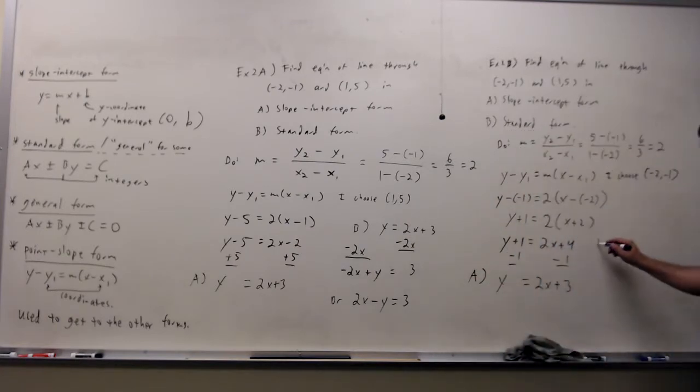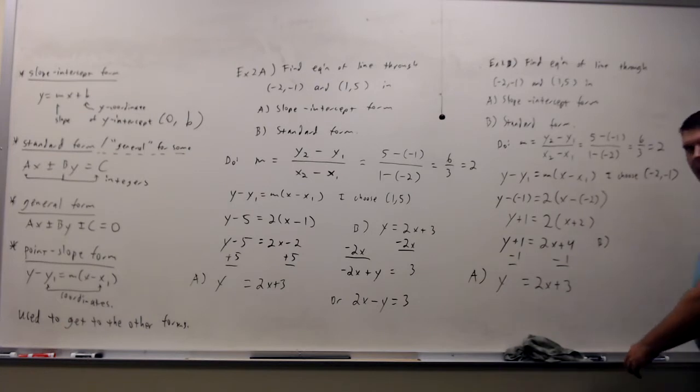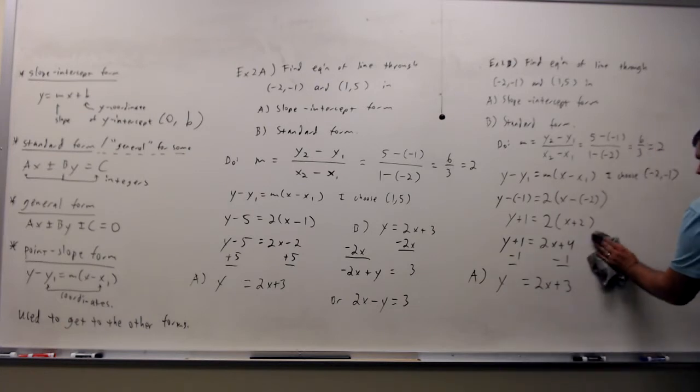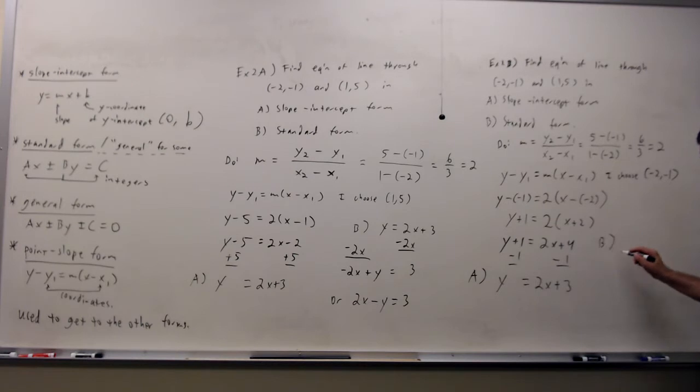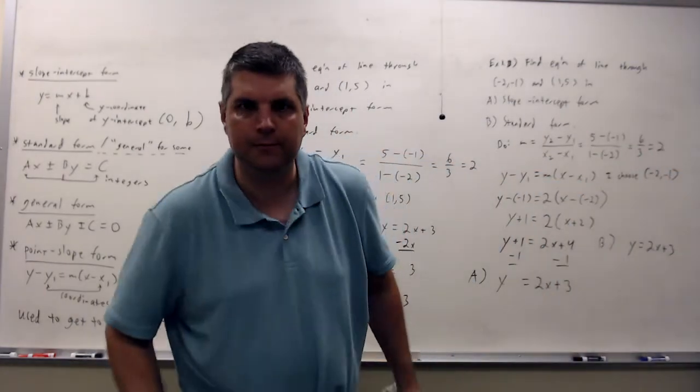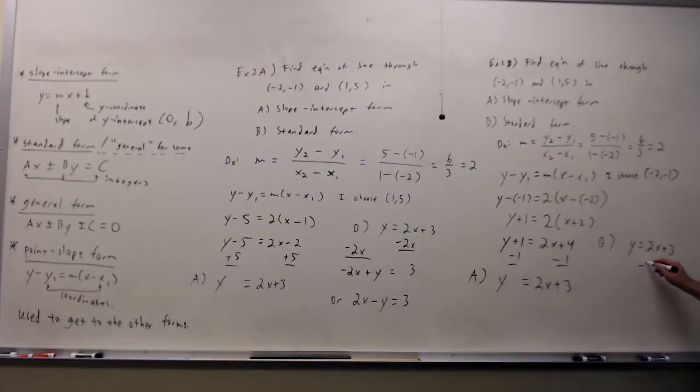Okay, B will give us the same outcome. So y equals 2x plus 3. Subtract your 2x, -2x plus y equals 3. Or, as before, if I divide by -1, divide by -1, divide by -1, 2x minus y equals -3.